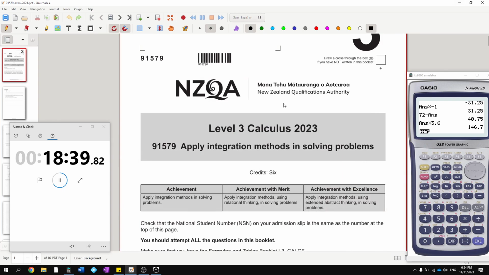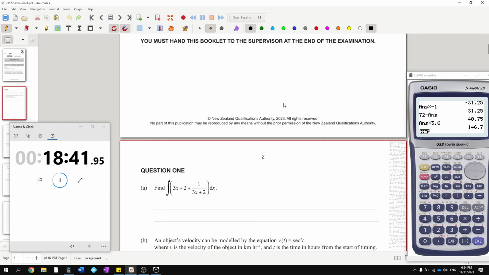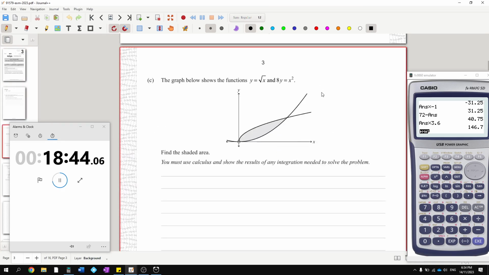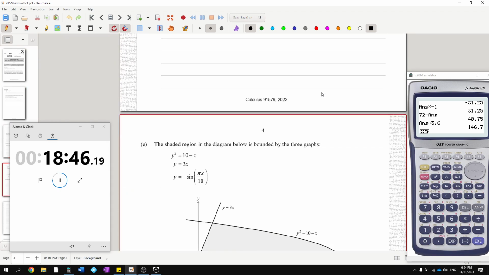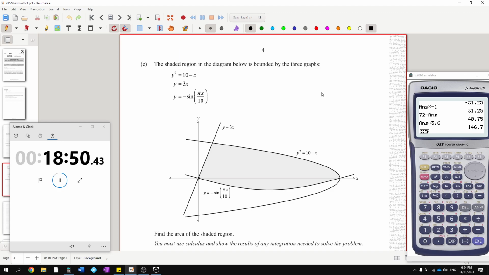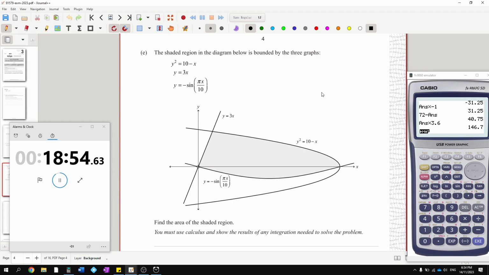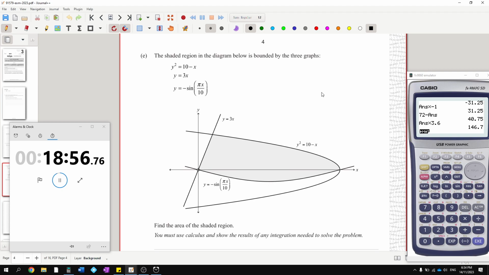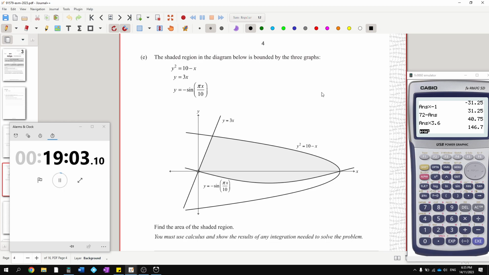Okay, on to integration. Let's go. What is first on the menu for integration? This thing. Yeah, I briefly looked at this. It's one of those questions. Okay, we need to... do we have to do it that way?